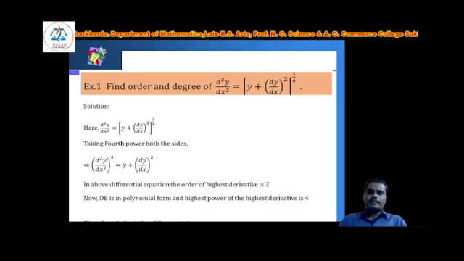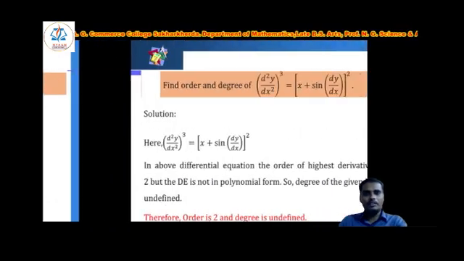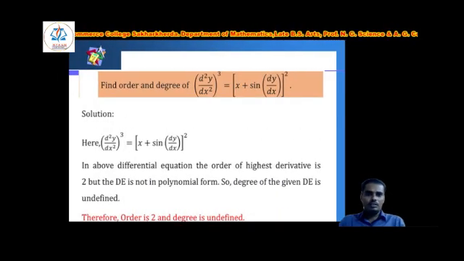Therefore the order of that differential equation is 2. Now how to find the degree of the differential equation? The differential equation is in polynomial form, and the highest order term is d2y by dx square. What is its power? It is 4. That's why the degree of the differential equation is 4. So in this way we can find the order and degree of the differential equation.